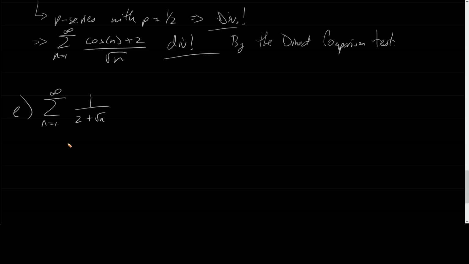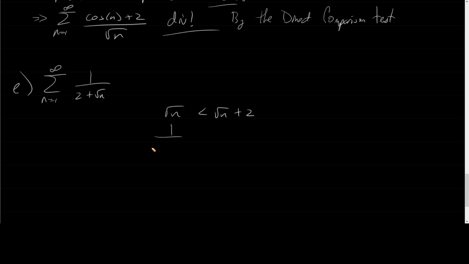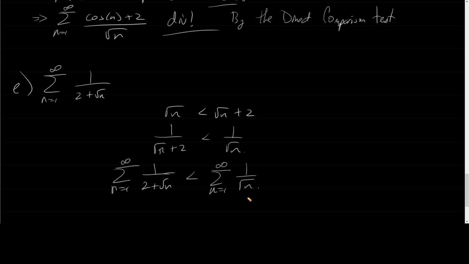All right, and let's look at this. We know that radical n is less than radical n plus 2. Doing that cross division again, I end up with 1 over radical n plus 2 being less than 1 over radical n. And what I have is a series from n equals 1 to infinity of 1 over 2 plus radical n, just so that I have what I started with, and that's going to be less than the series from n equals 1 to infinity of 1 over radical n.